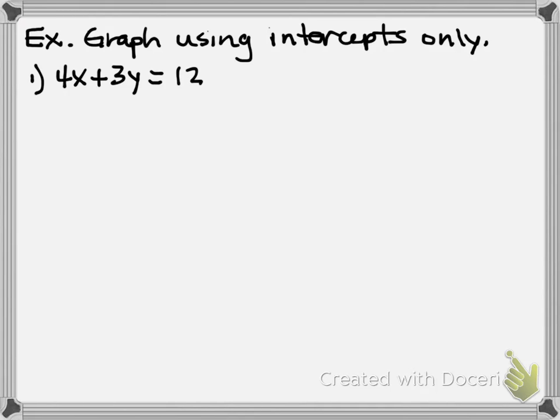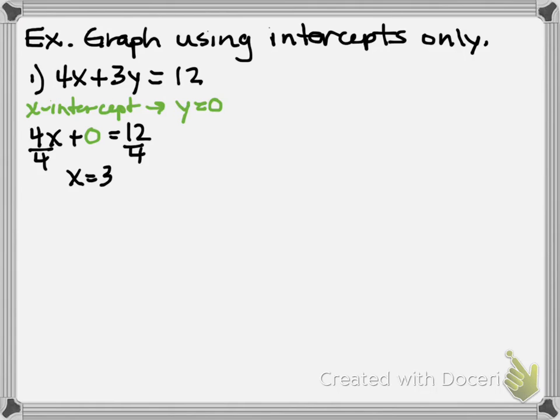So for my x-intercept, I remember that y equals 0. So when I rewrite my equation knowing that, I have 4x plus 0, because anything times 0 is 0, equals 12. And all I have to do is divide both sides by 4. And I get x equals 3. Now, I can leave it like that and just remind myself when I get to 3 on the x-axis, I'm going to make my dot. If you want, you can rewrite it as an ordered pair, (3, 0). Okay? Then I'm going to go solve for the y-intercept.